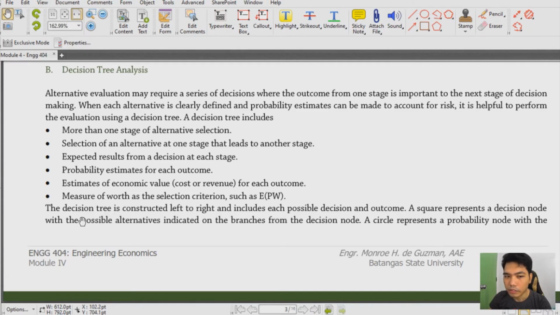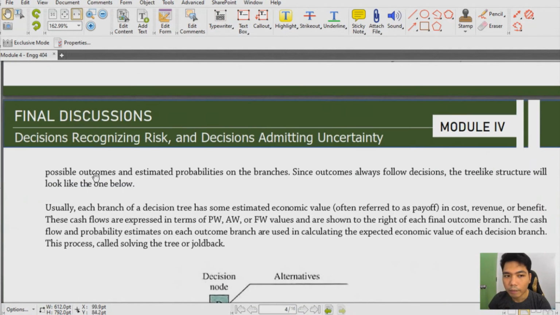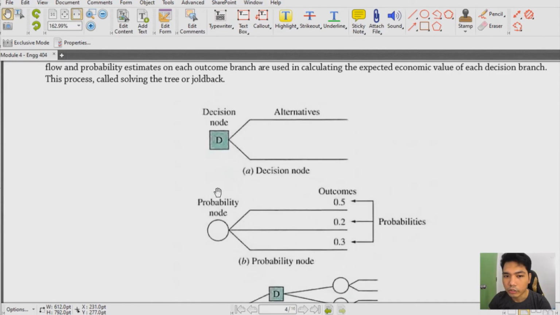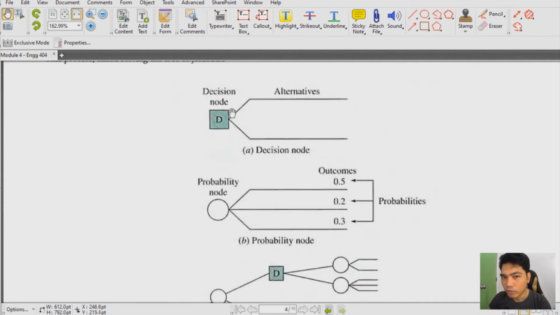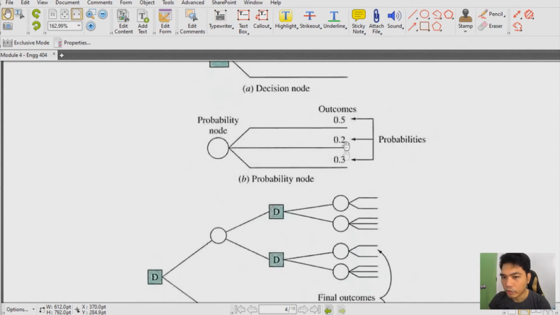So, a square represents a decision node. Ito yun, mga designation natin. So, pag square, decision node siya with a possible alternative indicated on the branches from the decision node. And then a circle represents a probability node with possible outcomes and estimated probabilities in the branches. And then, all outcomes always follow decisions, and then the structure will be like this. So, this is your decision node. Okay, so you have to decide in this case, kaya nga decision node siya. So these are the alternatives and then the decision node. So parang ganon. And then the probability node is madidivide siya kung ano ba yung mga probabilities na mag-exist. So technically lagi lang itong 1. So 0.5, 0.2, 0.3. So yun, pag pinag-add mo yan 1 yan.